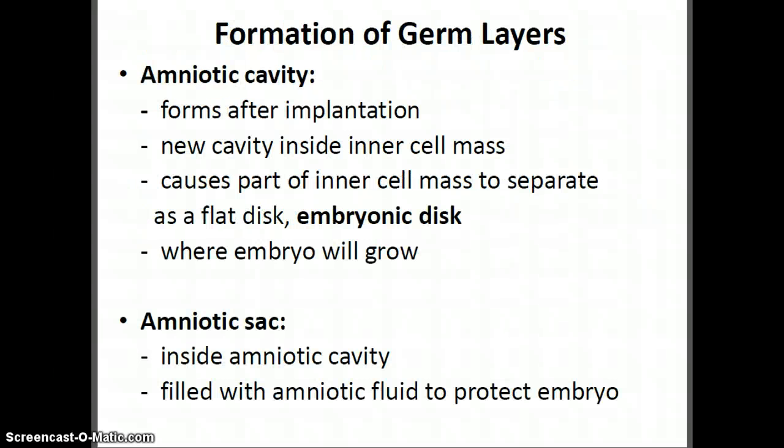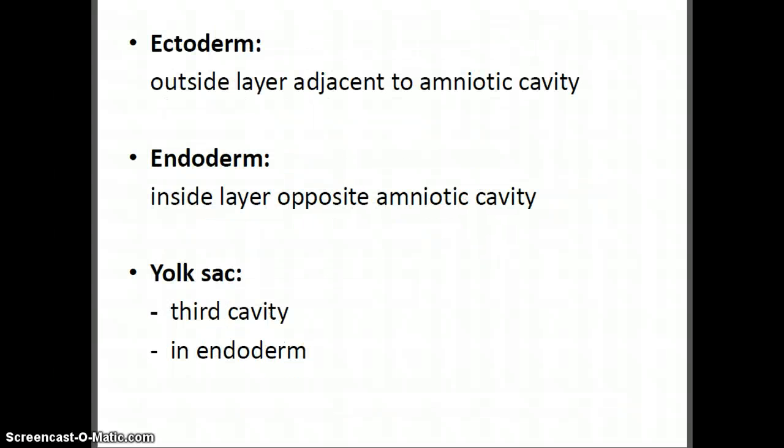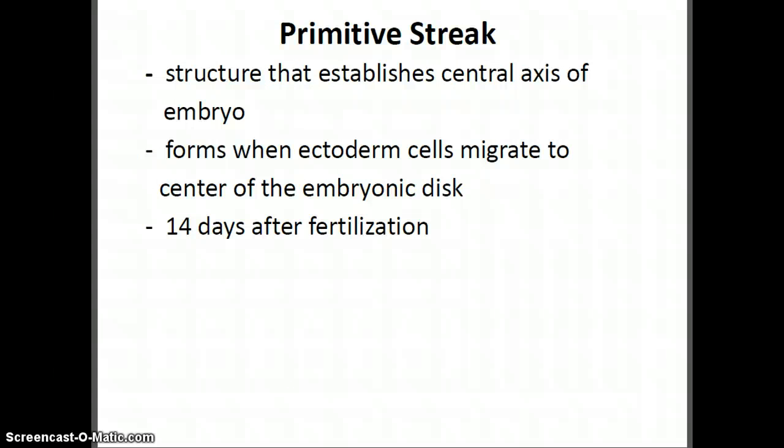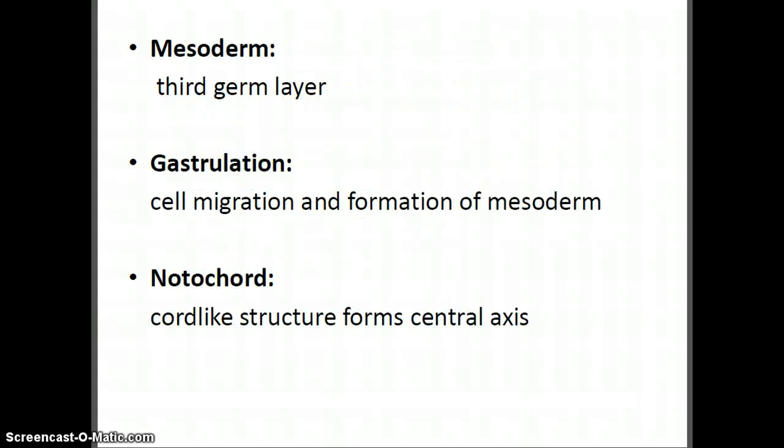The germ layers, this can get rather complex, so I just want you to get, again, an overall feeling for this. 3 layers: the ectoderm, the endoderm, and the yolk sac is contained in the endoderm. And again, I'm not going to bother you with really remembering what the primitive streak is, but it will be illustrated for you. The mesoderm then is the 3rd germ layer, and cells migrate and form the mesoderm, and this process is called gastrulation.